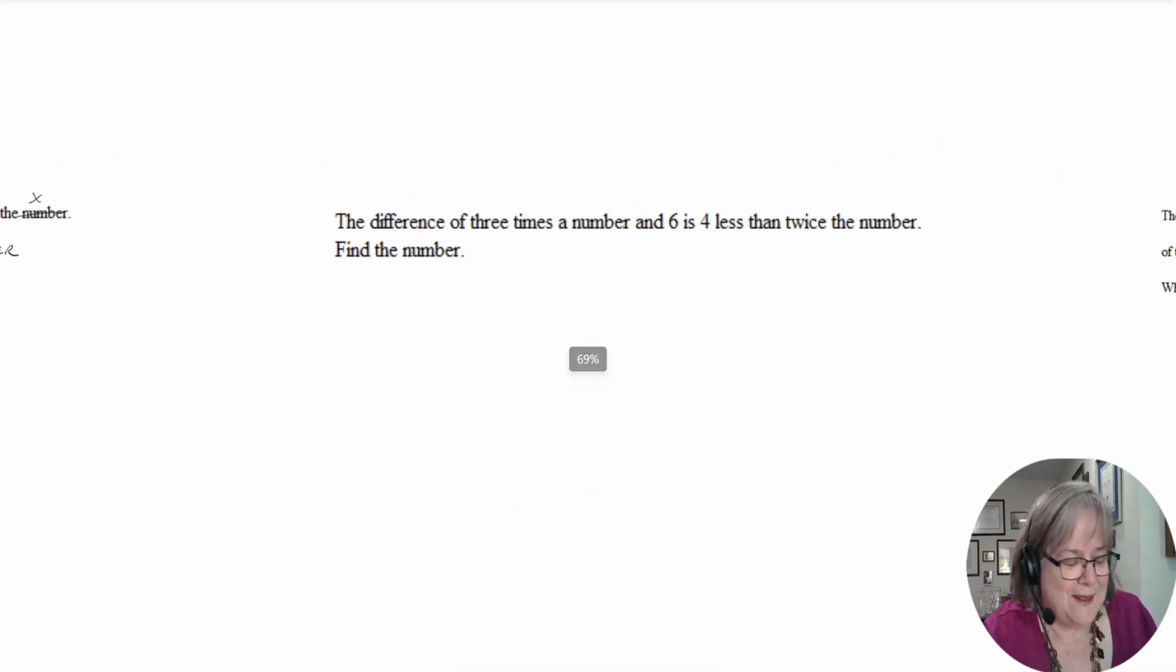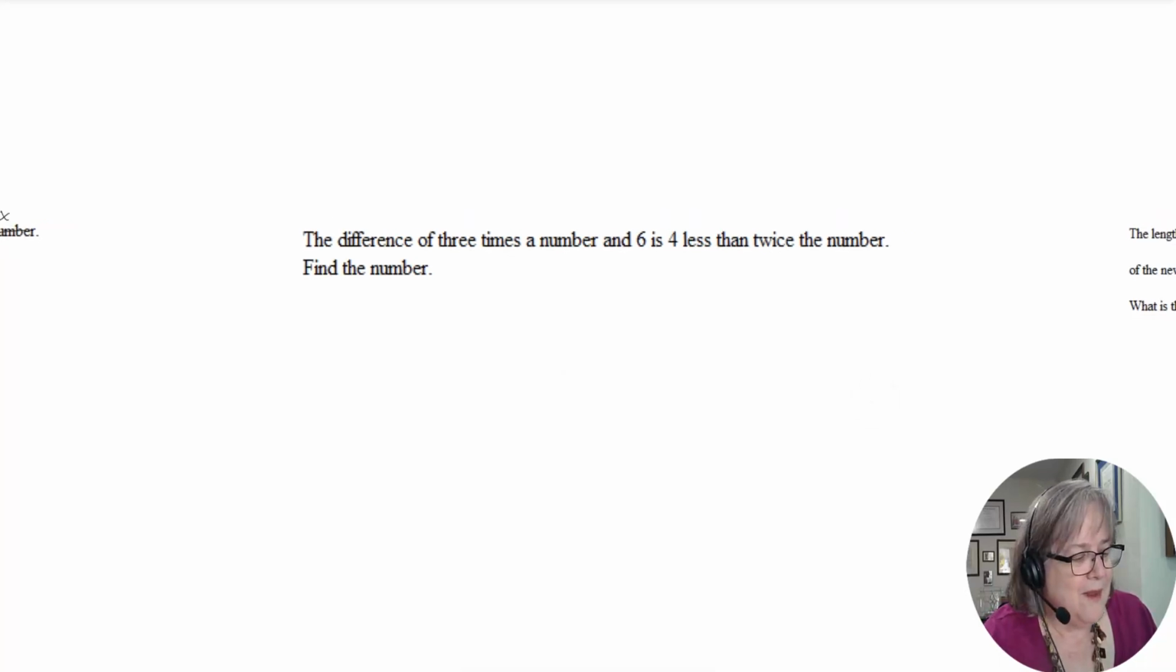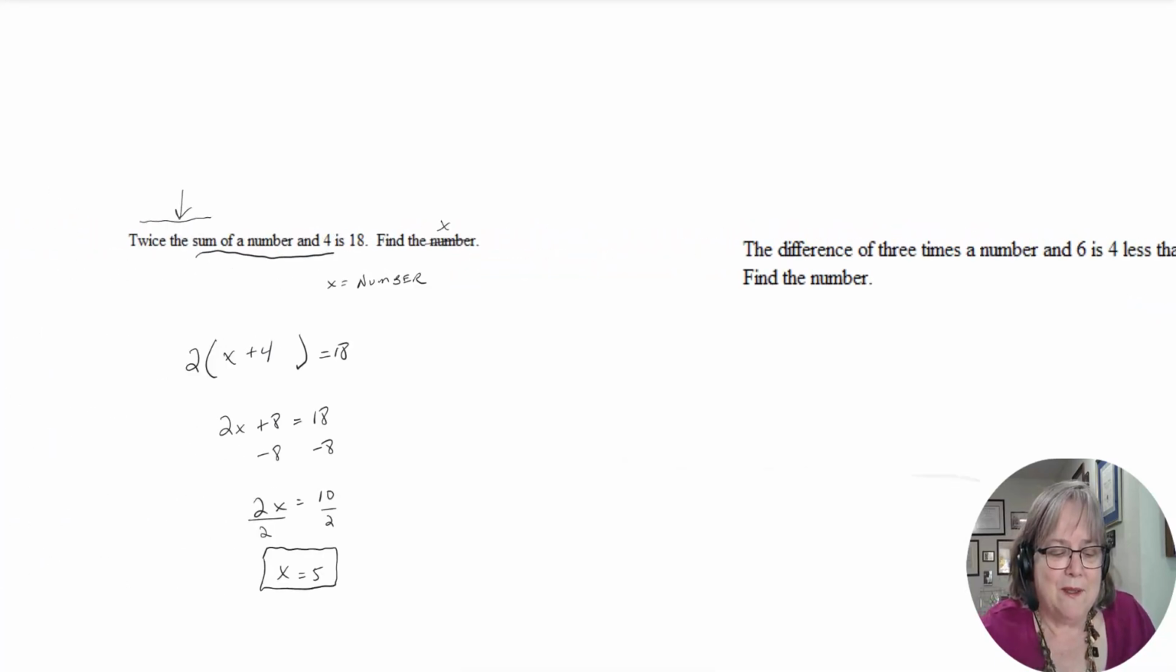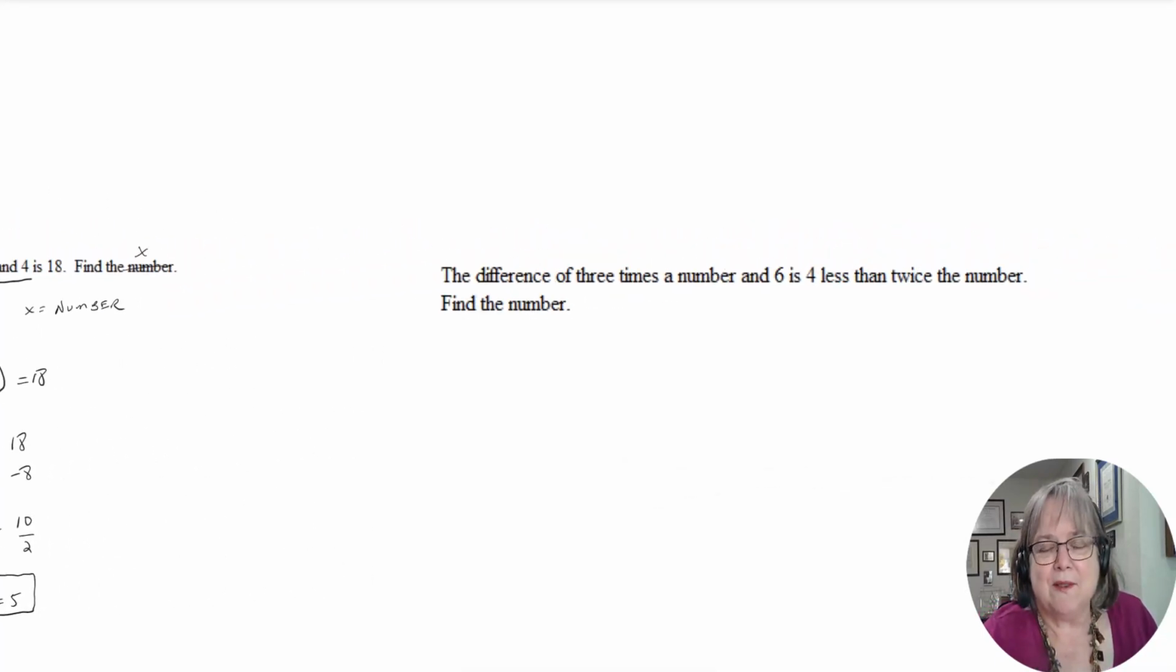Okay, let's do one more. I hope you're kind of getting the hang of this. All right. And we're going to do one of these where it's talking about the difference. Now, before we get started on this, I want to remind you of something. The ones that we did before were just sums or adding.